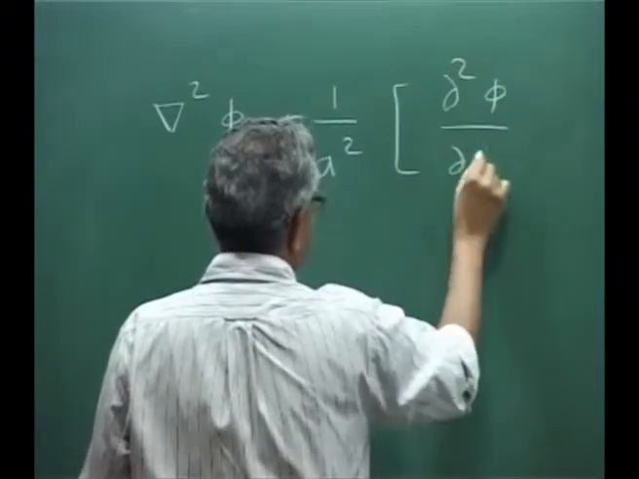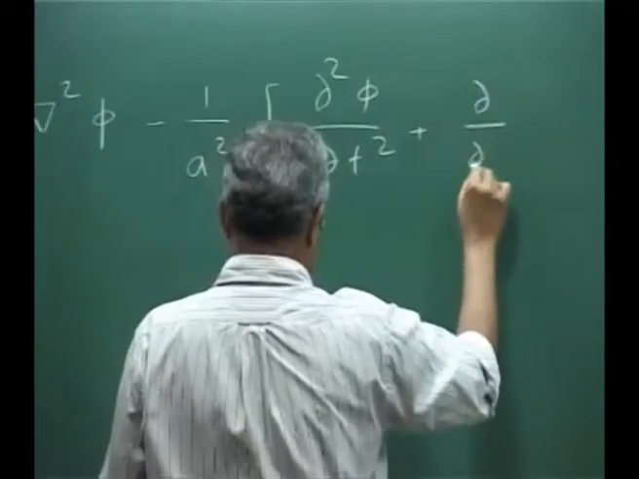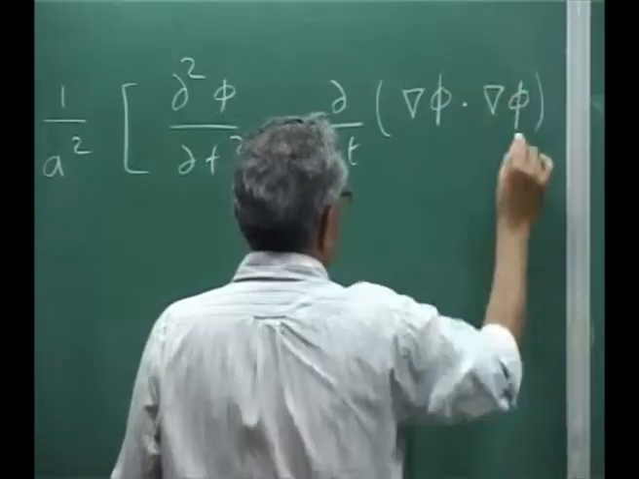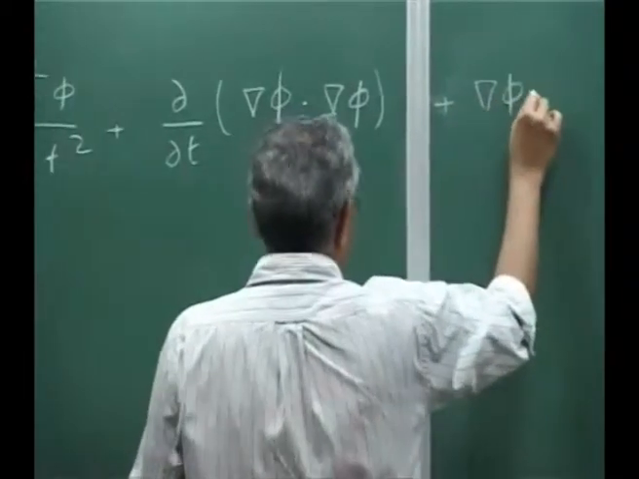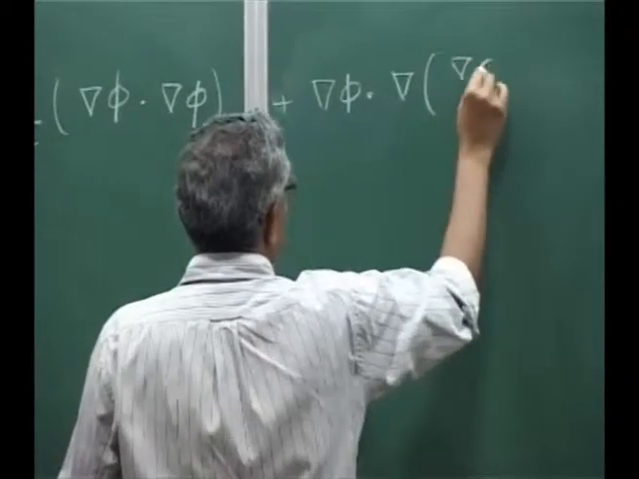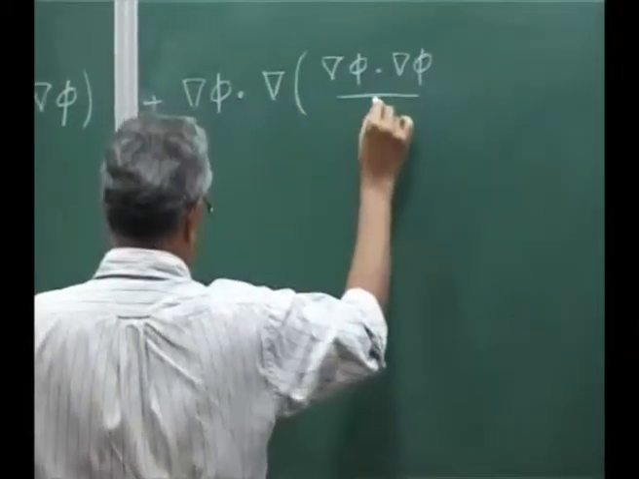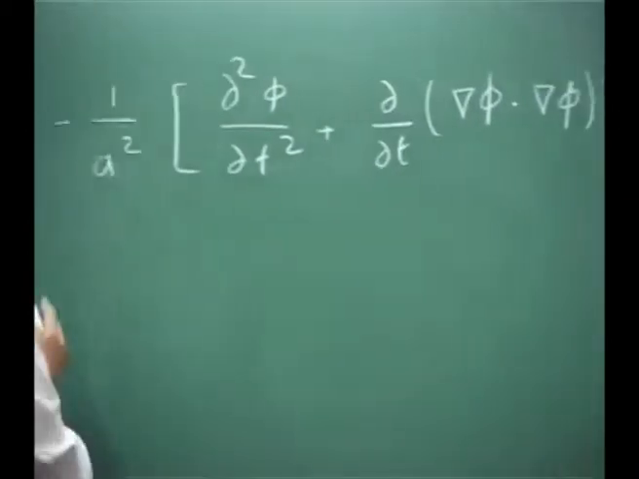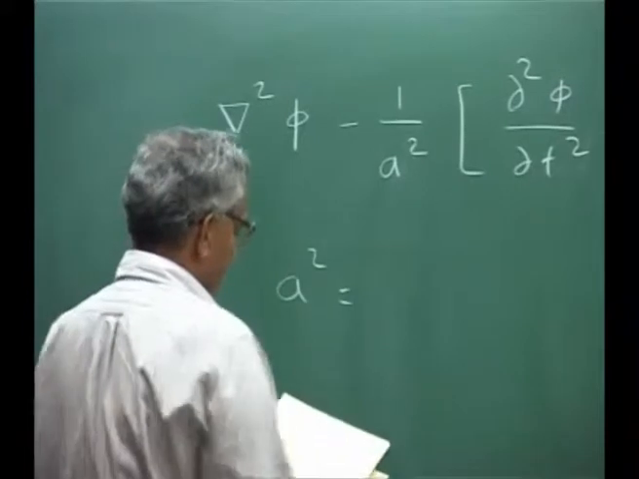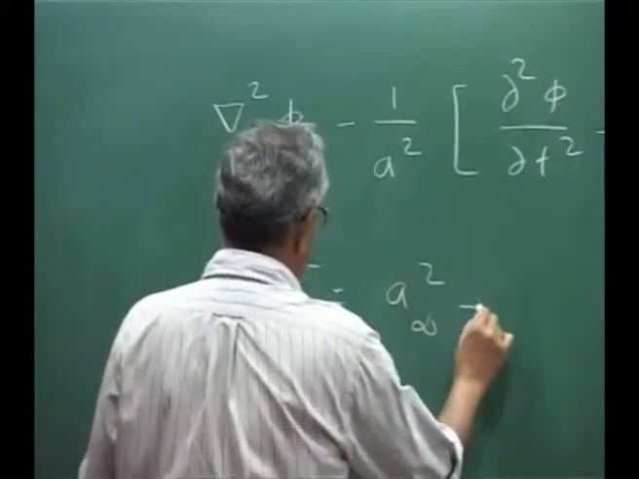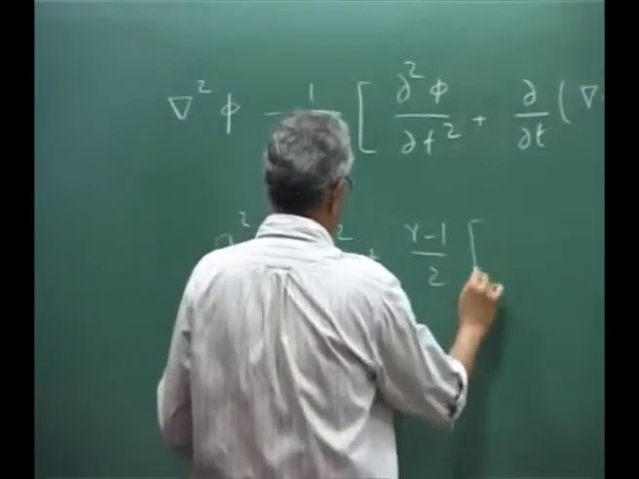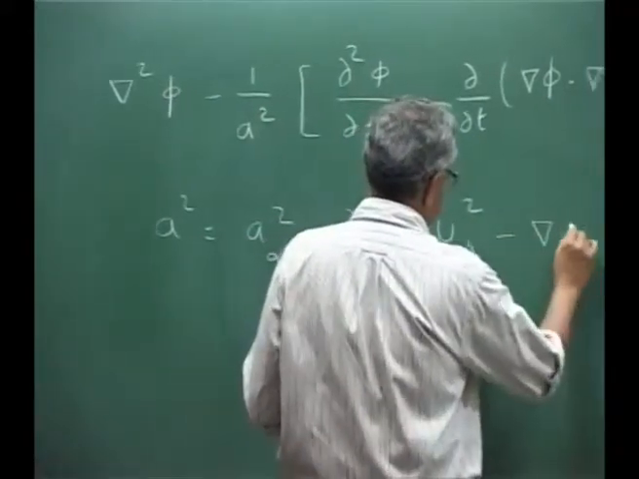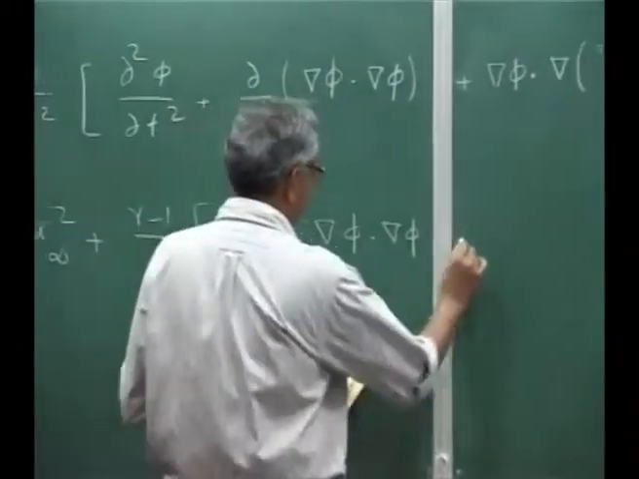del square phi over delta t plus del phi dot del of del phi dot del phi over 2 is 0, and then the a square is equal to a infinity square plus gamma minus 1 over 2 u infinity square minus del phi dot del phi minus 2 del phi over del t.